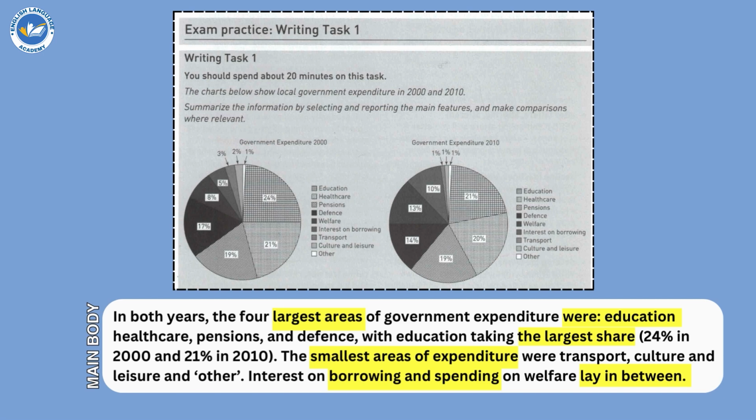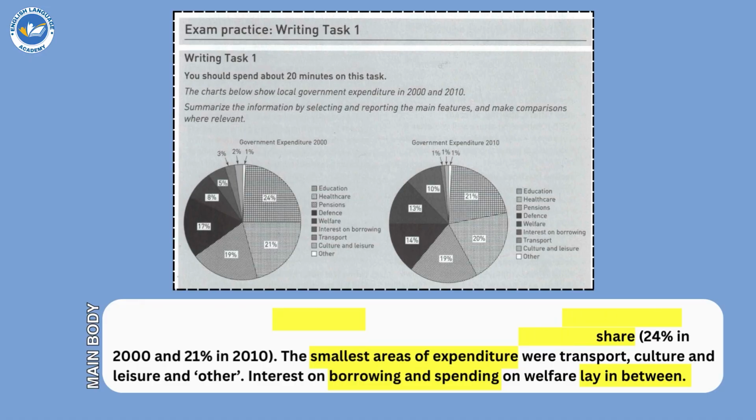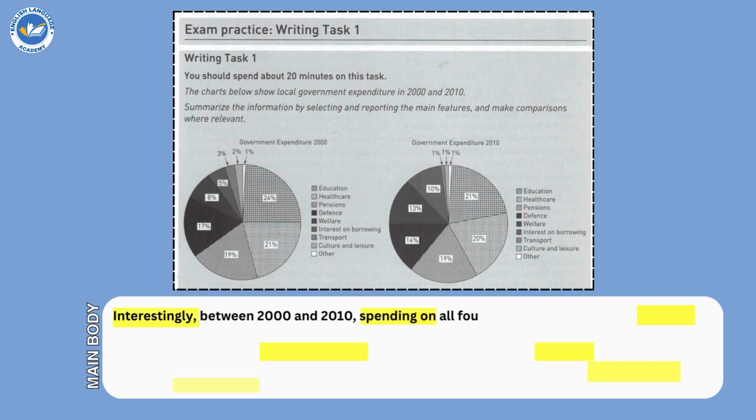And then finally it ends with the phrase "lay in between." And this means that the government's spending on interest for borrowing and welfare was neither the highest nor the lowest. It was in the middle compared to other spending areas like education, healthcare and defence, which were the highest, and transport, culture and leisure, which were the lowest. So let's move on to the second paragraph of the main body.